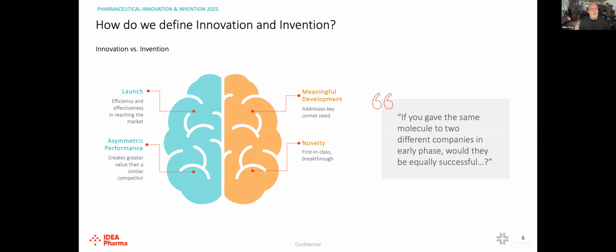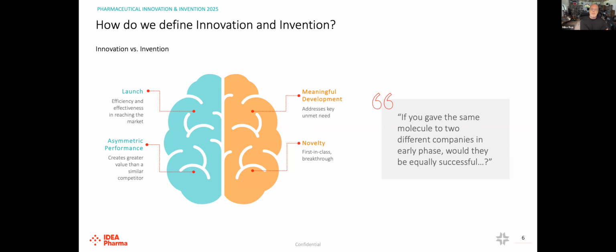So we started looking at it. Innovation clearly involves launch, so efficiency and effectiveness in reaching the market with an asset. But then we're looking for some kind of asymmetry in the performance. Do they create greater value than a similar competitor? We're all watching the GLP-1 war play out at the moment. We've seen PD-L1, PD-1 wars. Often classes have victors and people that don't do so well. So we all understand the innovation side fairly well.